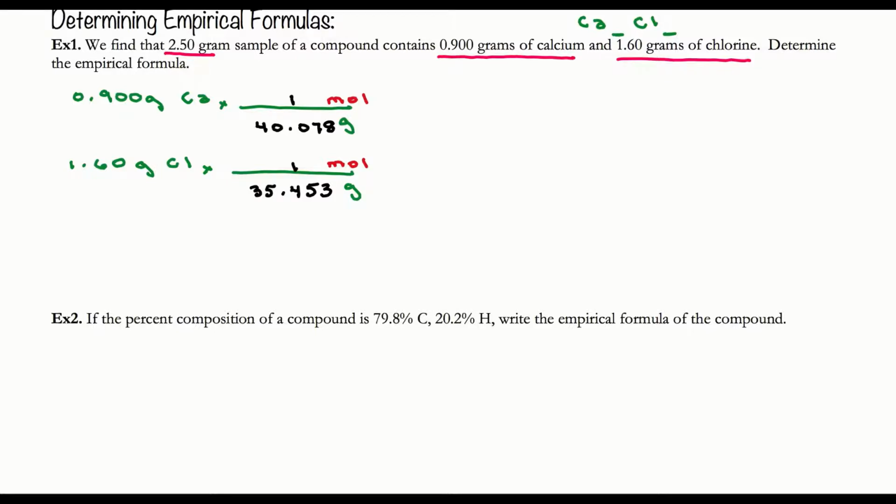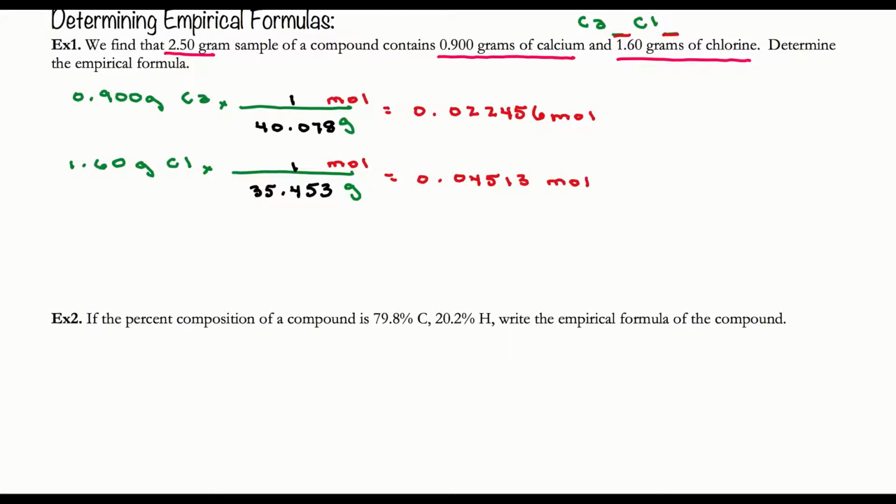And so what I'm going to do to solve this, just like what I did before, I'm going to simply take 0.9 and divide it by 40.078, okay? And I get, and I'm not going to round my answer yet, and I'll explain why. I mean, I'm going to round to a certain degree, but I'm going to go out a number of decimal places, okay? So I'm going to stop here. So that's in moles now, okay? And then I'm going to do the same thing for chlorine. So 1.60 divided by its molar mass, and I get 0.04513.